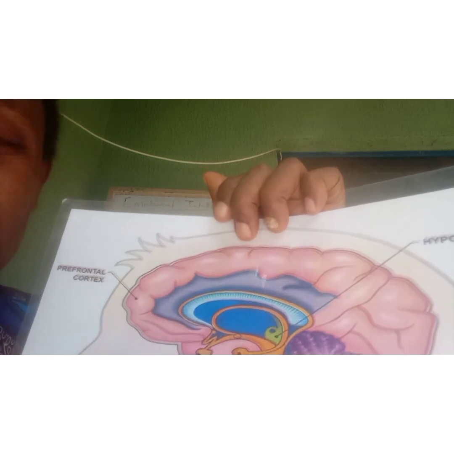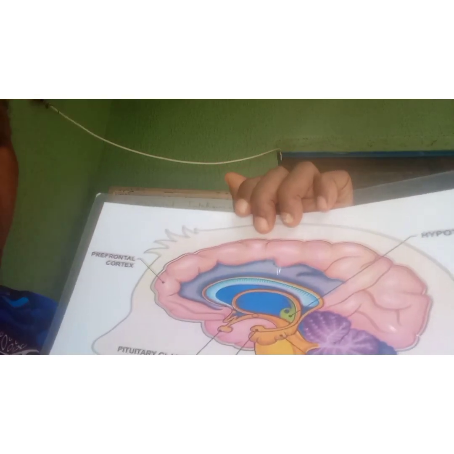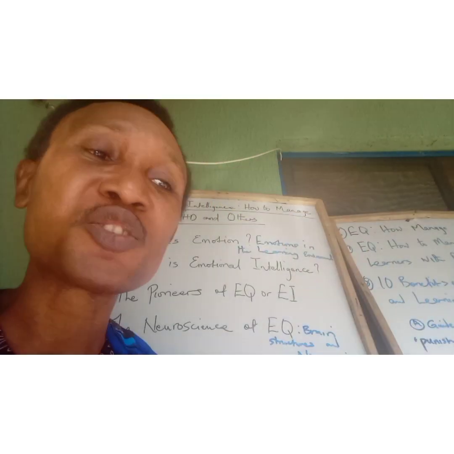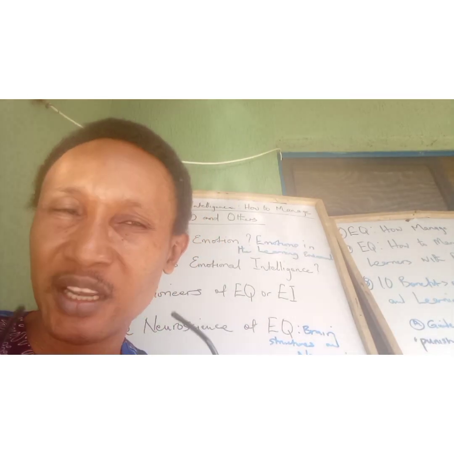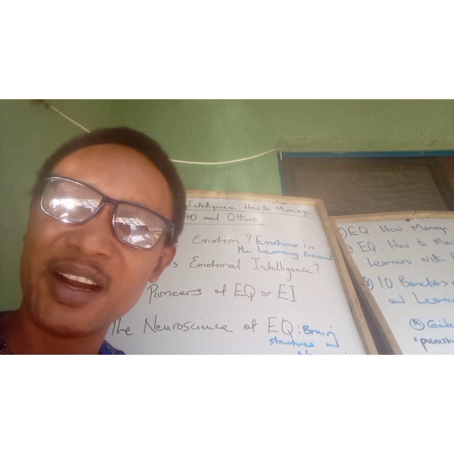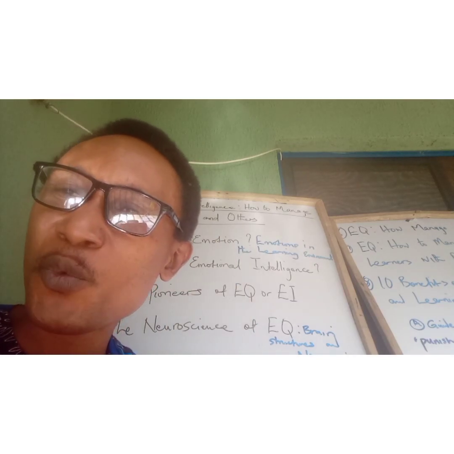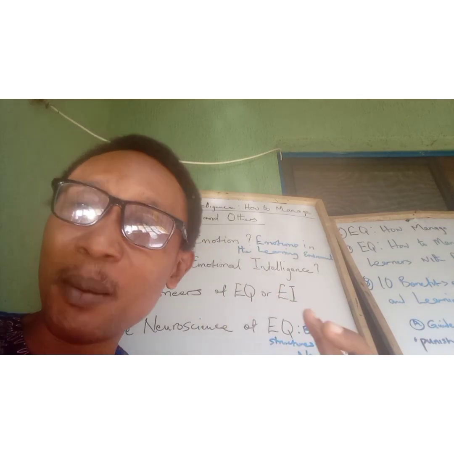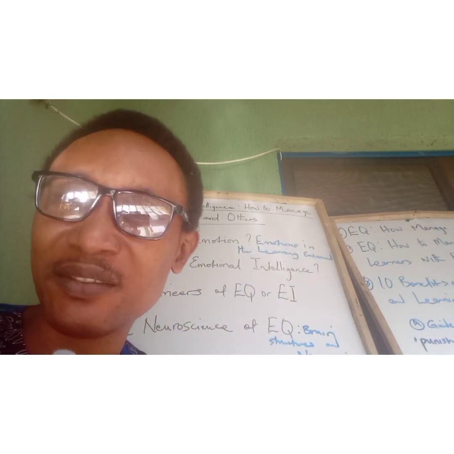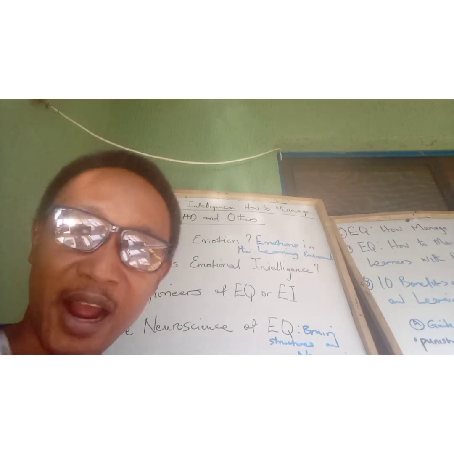The amygdala is that organ that is in every living human. It can also be found in animals. It is that organ in the brain that is responsible for what? For our fear emotions. Whenever we are scared, whenever we are angry, it is because of the amygdala. The amygdala becomes extremely active whenever we are angry.